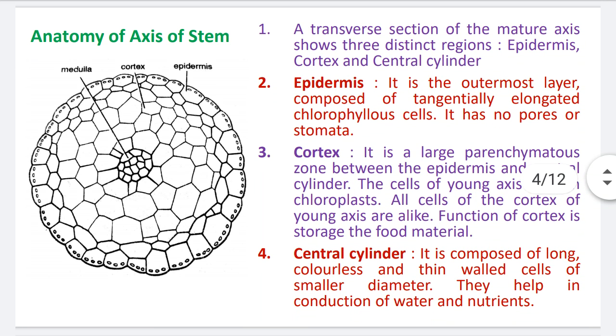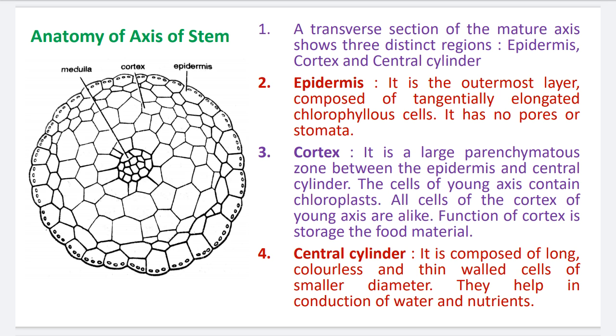Then the internal structure of the stem. Internal structure means anatomy of the stem. You should take a transverse section of the stem, then you will get the detailed structure of the internal organization. Point number 1. A transverse section of the mature axis shows three distinct regions: the epidermis, the cortex, and the central cylinder. So these are the three main parts of the transverse section or stem anatomy.